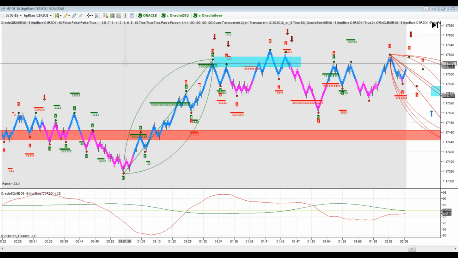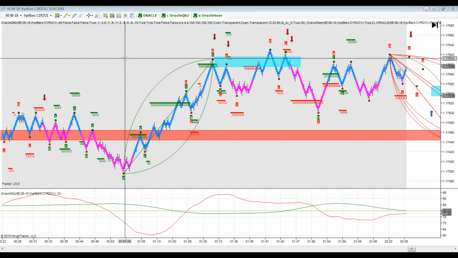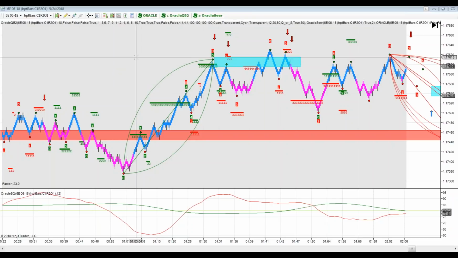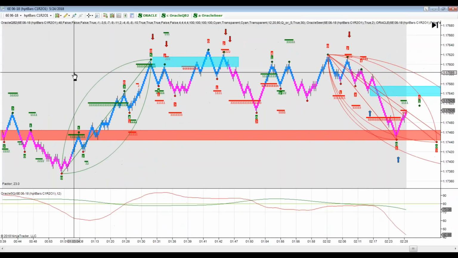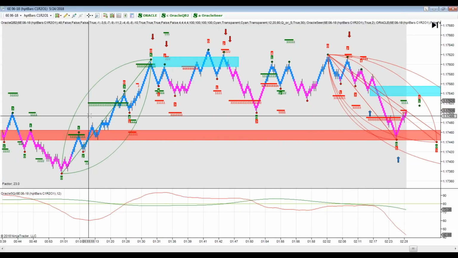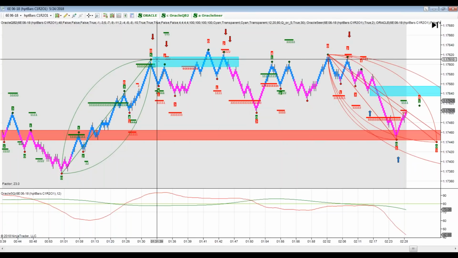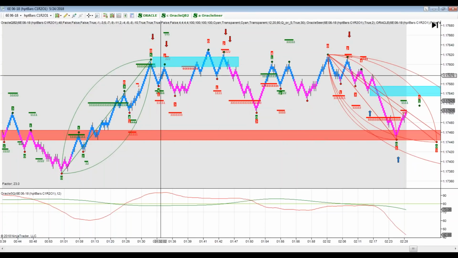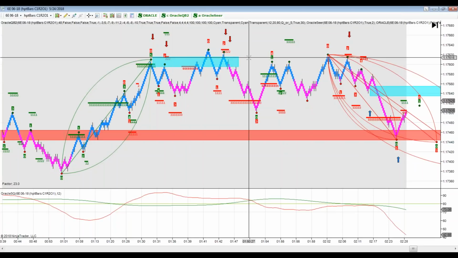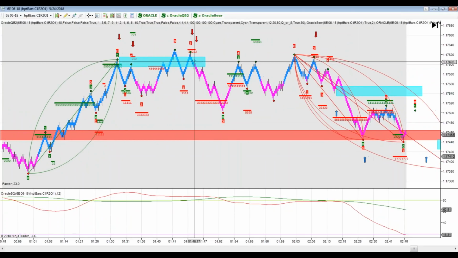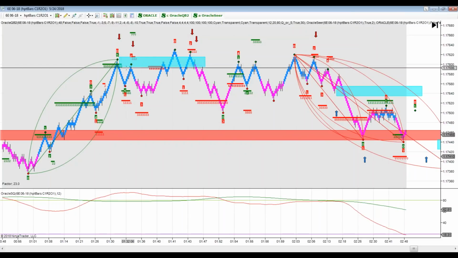Now here's a good example of the 6E from today, the euro currency. Again, trading the same setups. This is during the European session. We had our perfect wave 5 Gann Elliot combination here for a short. This is where you have to work a little bit now on the market. Nice short.